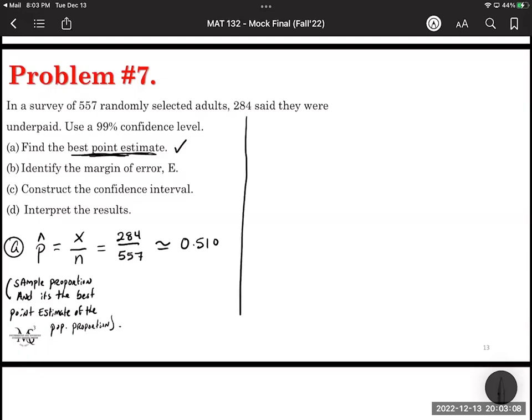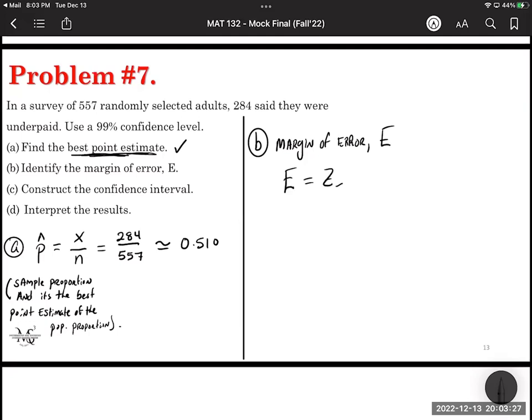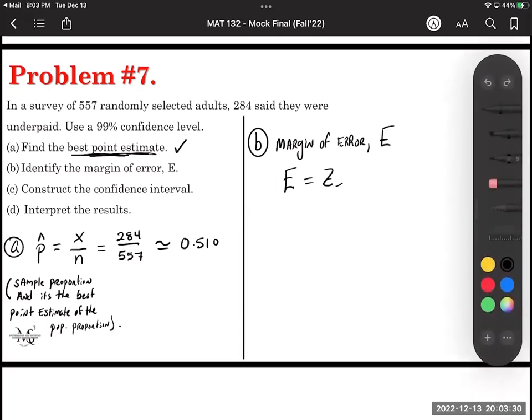In part B, you want to compute the margin of error. We denote it as the English letter E. The formula says E is Z alpha over 2 times the square root of P hat times Q hat over N.